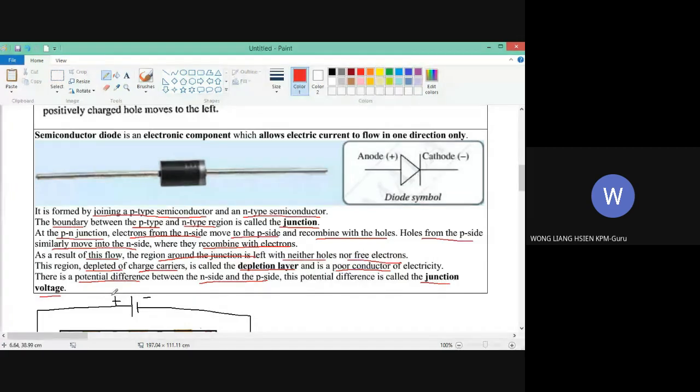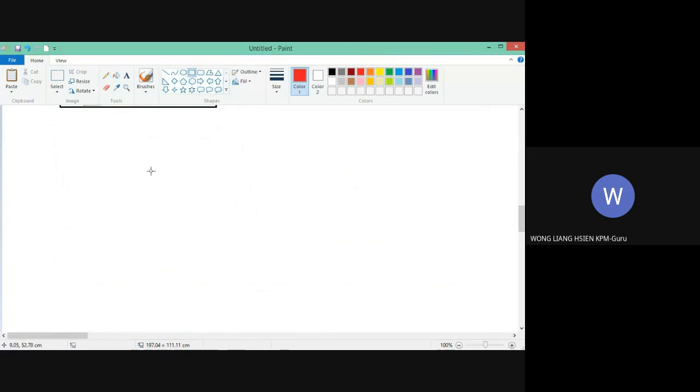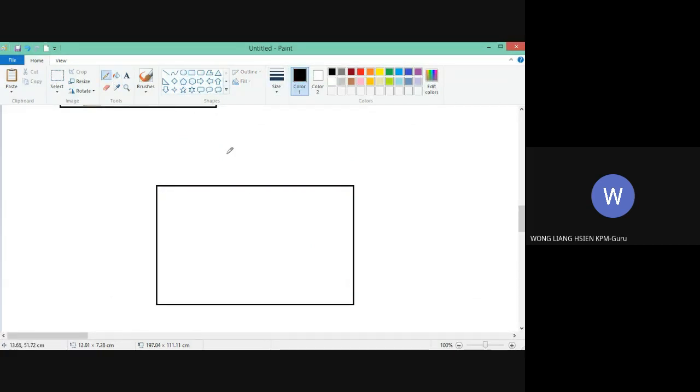All right. So what does all of this mean? Let's take a look. Let's say we have the N-type semiconductor and the P-type semiconductor. We join them together. Let's say this is the N-type, and this is the P-type.